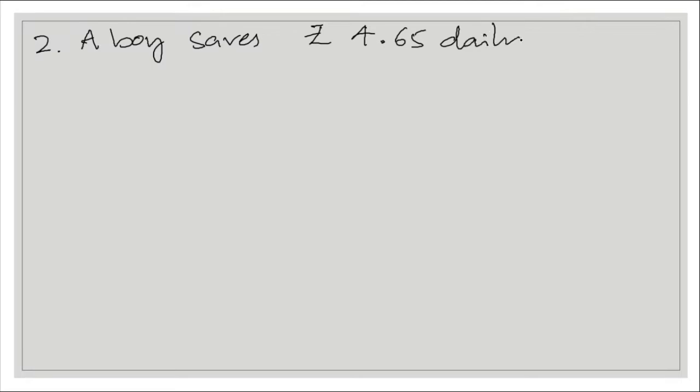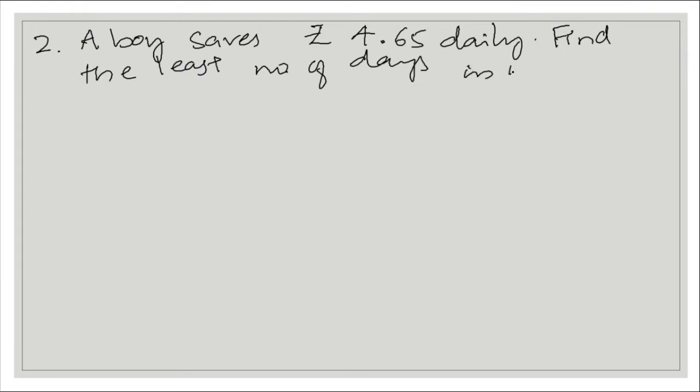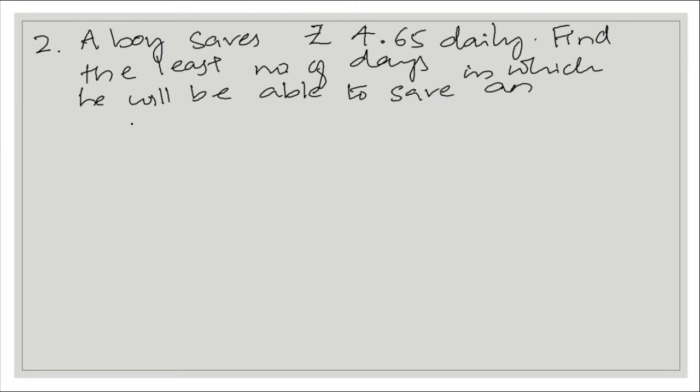A boy saves rupees 4.65 daily. Find the least number of days in which he will be able to save an exact number of rupees.